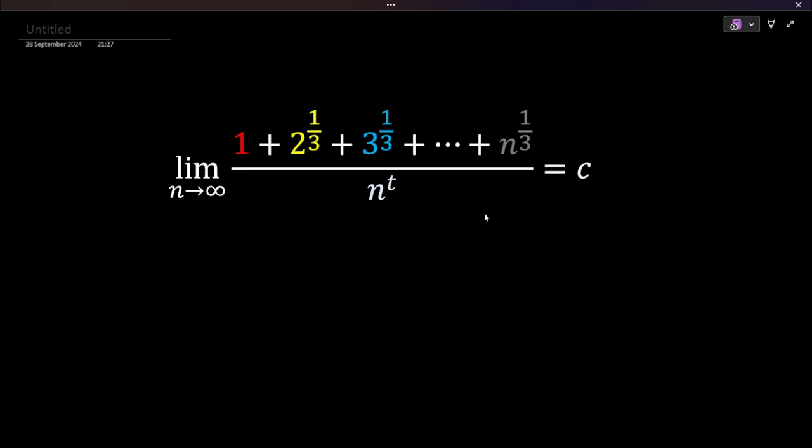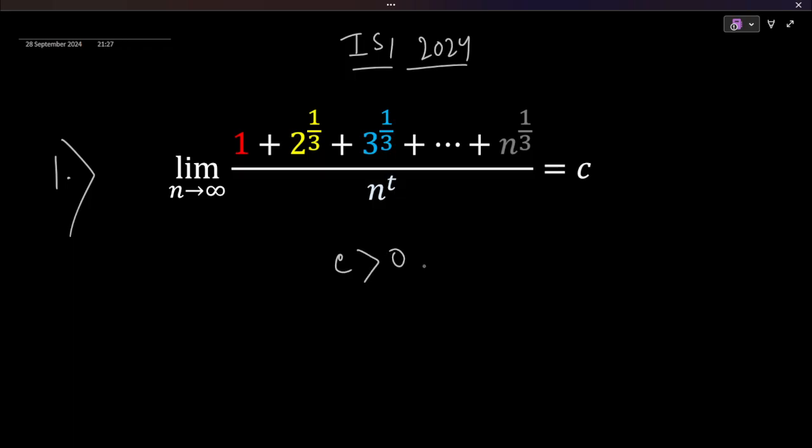Today we are going to discuss this problem from the ISI 2024 entrance exam, which was conducted on May 12th. This was the first problem of UGB. It was given this limit, and it was also given that C is greater than 0. We have to find all such values of t for which there is a finite real number C such that this equation holds. We also have to find the corresponding values of C.